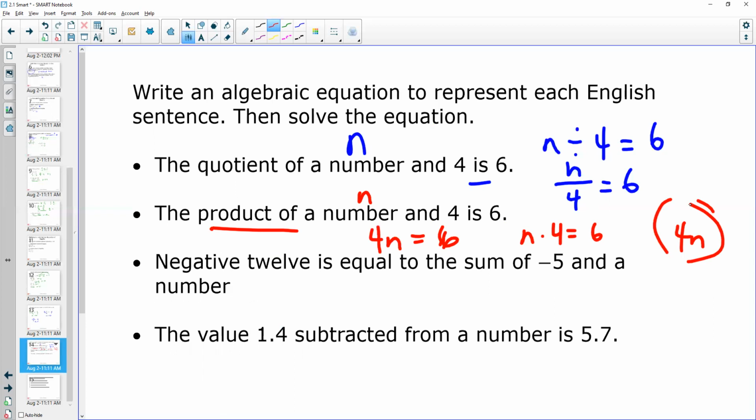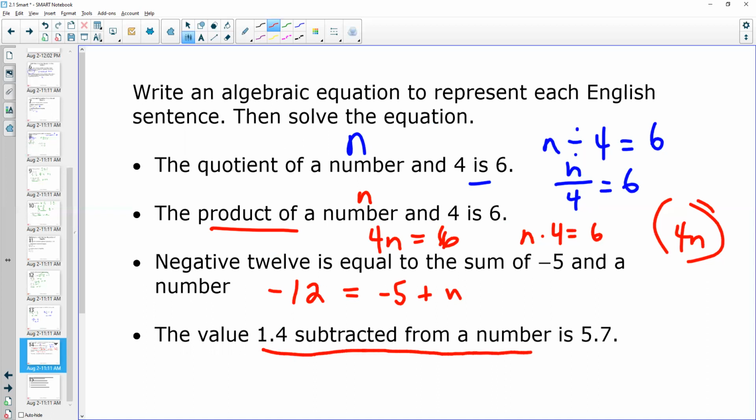The next one says negative 12 is equal to the sum of negative 5 and a number. So I'm going to just do what I see. Negative 12 is equal to the sum of negative 5 and a number. So negative 5 and a number, okay? The value 1.4 subtracted from a number is 5.7.